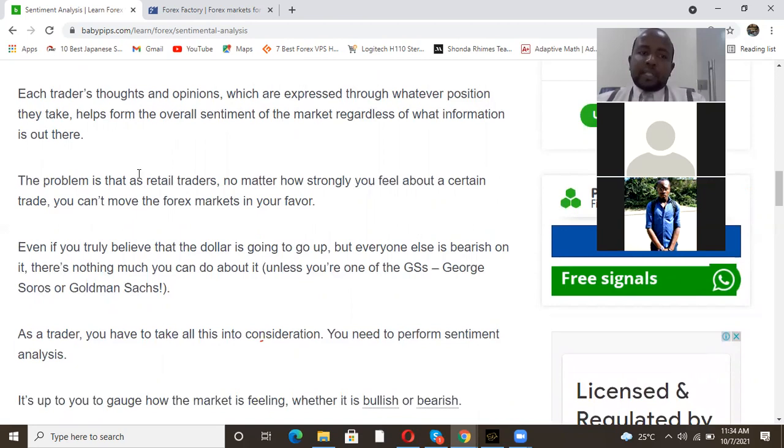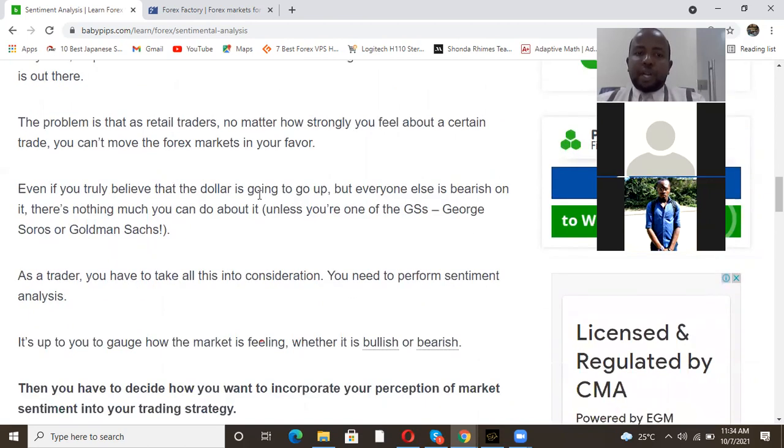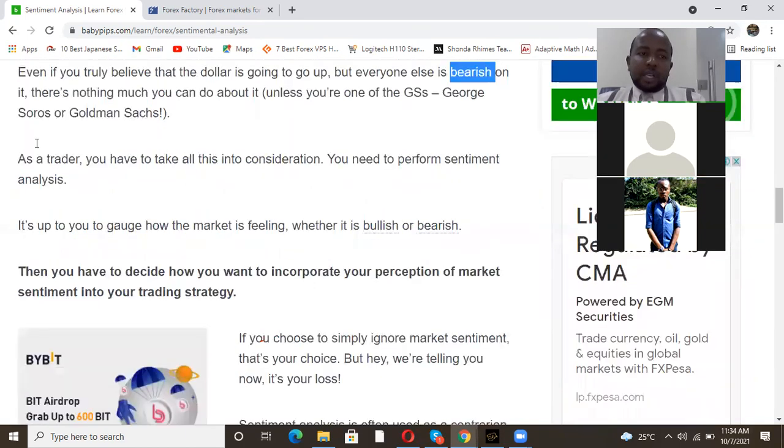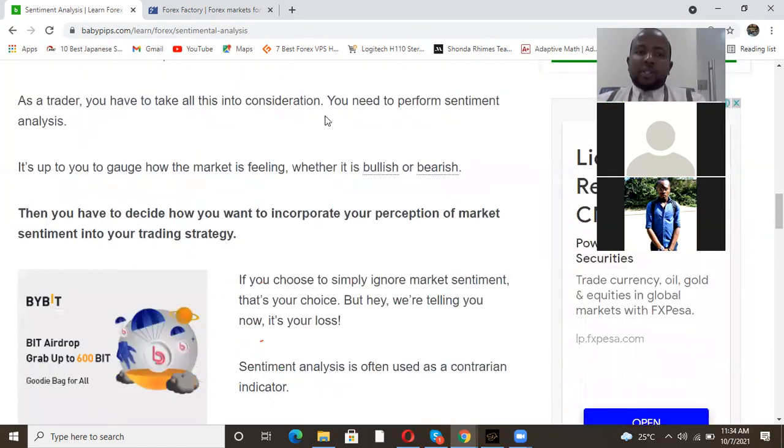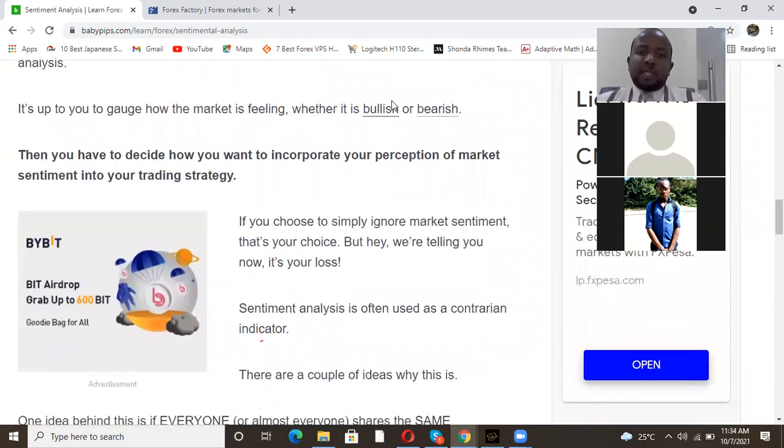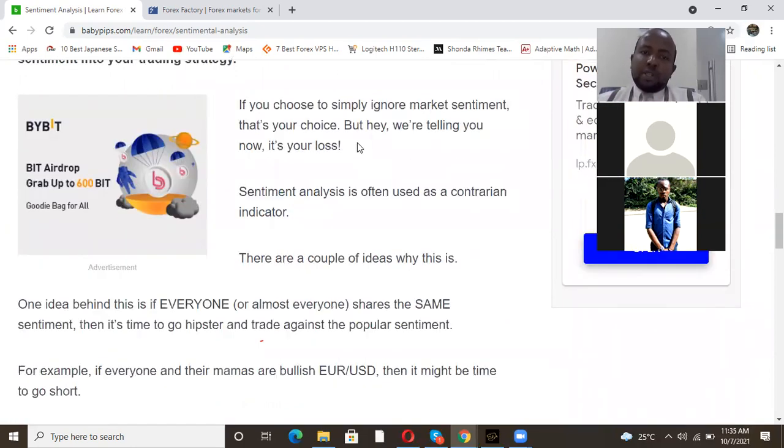The problem is that as retail traders, no matter how strongly you feel about a specific trade, you can't move those markets in your favor. Even if you truly believe the dollar is going to go up, but everyone else is bearish. Bearish means everyone else is selling it. There's nothing much you can do unless you're one of the big players, like Goldman Sachs or George Soros. Anyway, as a trader, you have to take all this into consideration and perform sentiment analysis, whether the market is bullish or bearish. Then you have to decide how you want to incorporate your perception of the market sentiment into a trading strategy. If you ignore this, of course, that would be your choice.